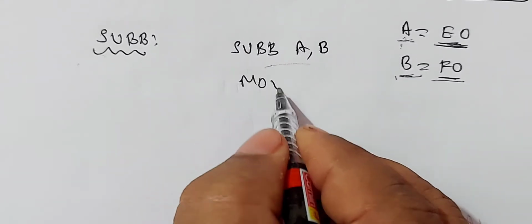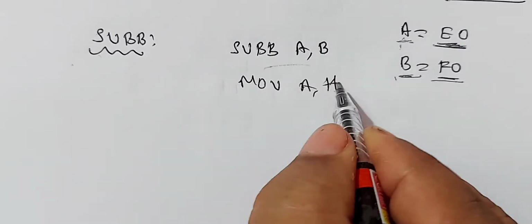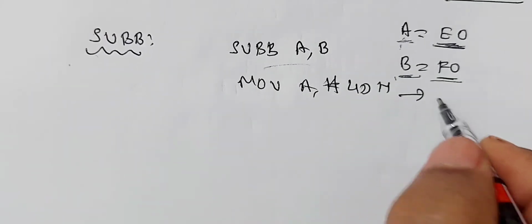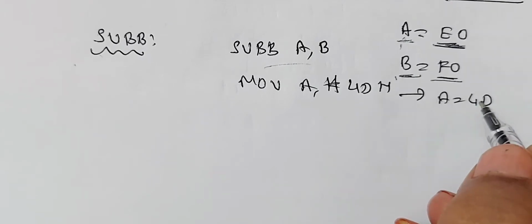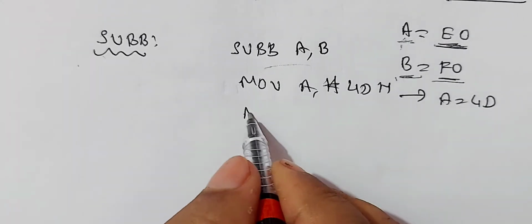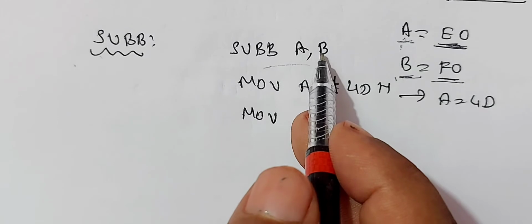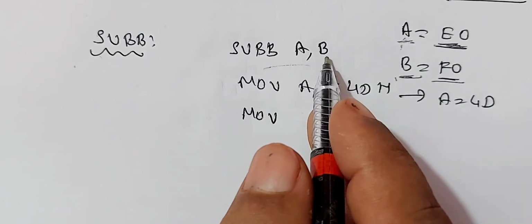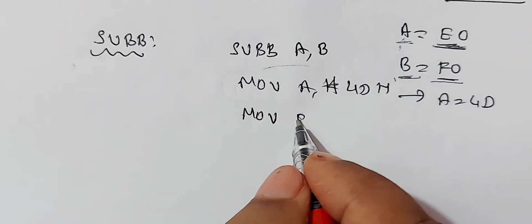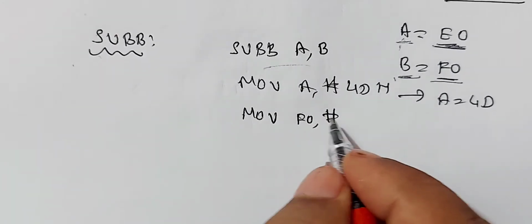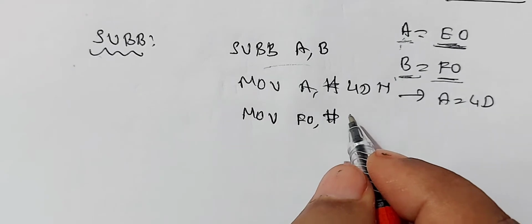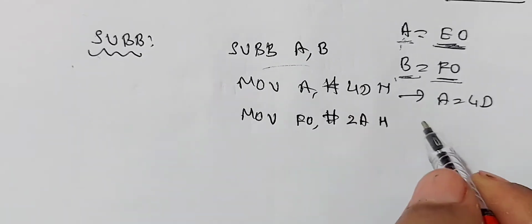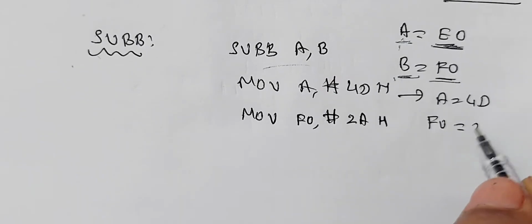For example, MOV A, #4DH. The 4D is loaded to A. A goes to 4D. And again I will load some other value to the register B. Now I can't write register B. Instead of writing register B, I have to write the address, that is MOV F0, #2AH. So the register B, F0, is loaded with the number 2A.